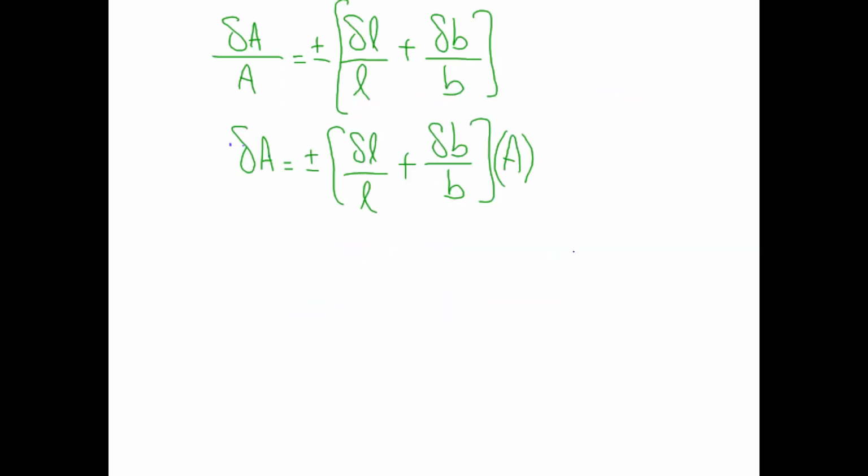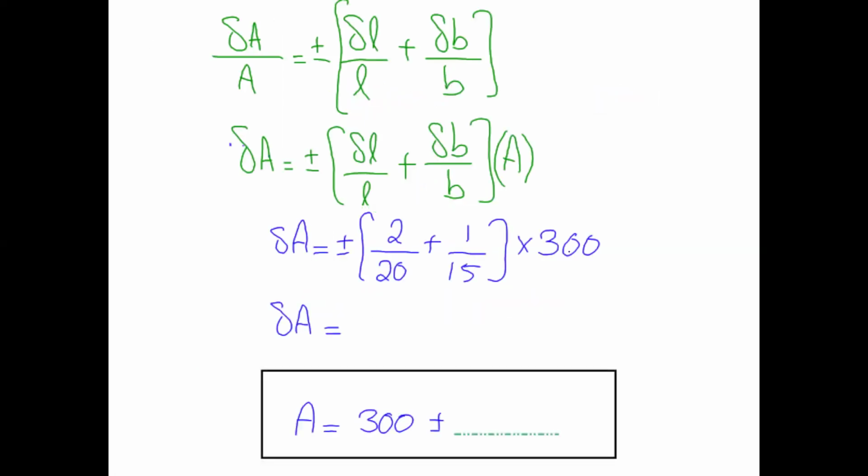Area is coming 300, and now the uncertainty. If you have found the uncertainty, let me know. The fractional uncertainty will be plus minus 1 by 6. Oh, wait. No, plus minus 50.